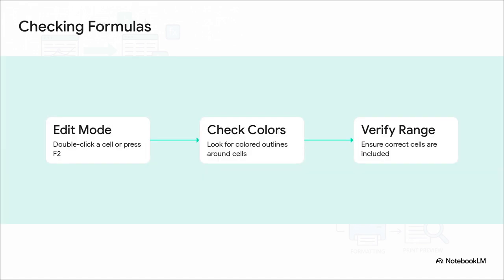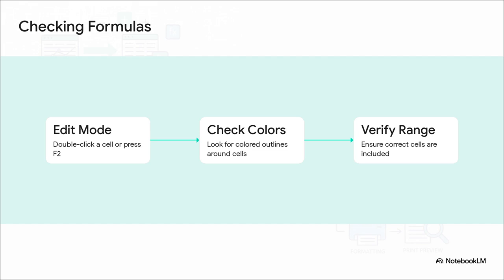But hey, remember, we always need to trust but verify. It is entirely possible to write a formula that looks perfectly right on the screen, but is actually calculating the wrong cells. To check your work, enter Edit Mode by double-clicking the formula cell or just pressing F2 on your keyboard. Excel will brightly color-code the outline of the specific cells your formula is referencing.